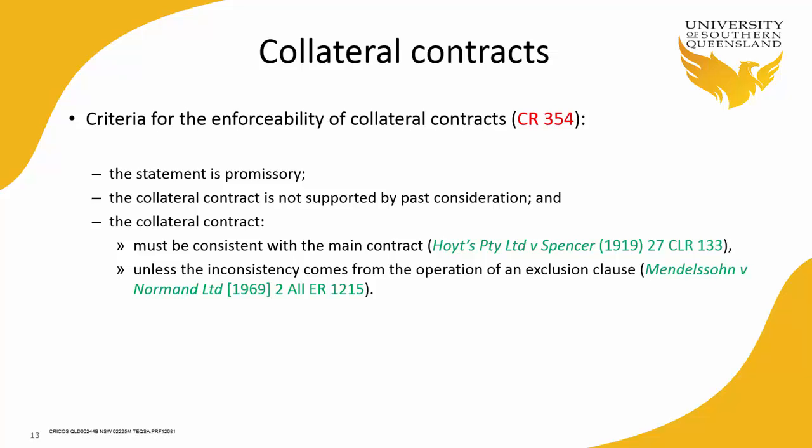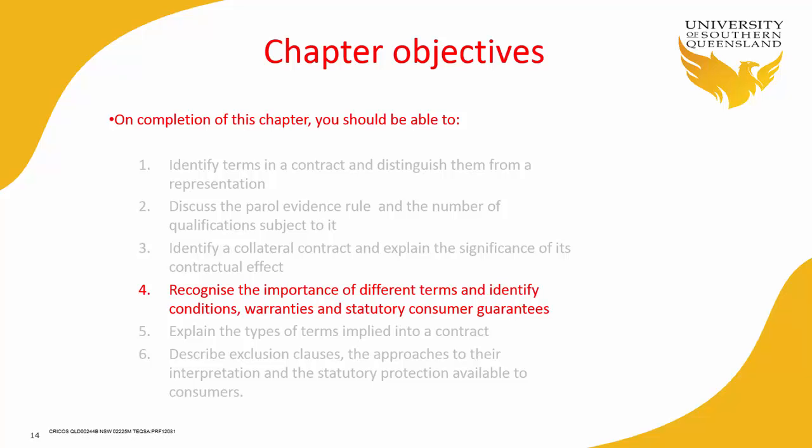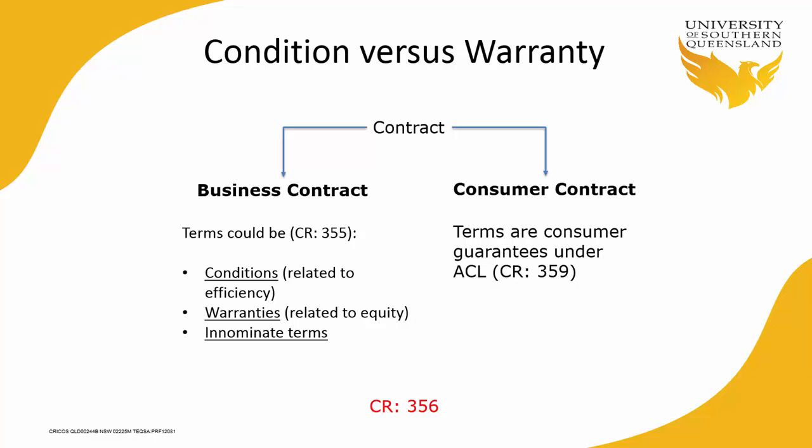Alright, so let's then move on to our fourth learning objective, that asks us to recognize the importance of different terms and identify conditions, warranties, and statutory consumer guarantees. You'll find these reduced for you in a bullet point format in the in brief box on pages 355 and 356. And we're going to start by looking first of all at two different types of contracts. So we're going to look at something called a business contract and something called a consumer contract.